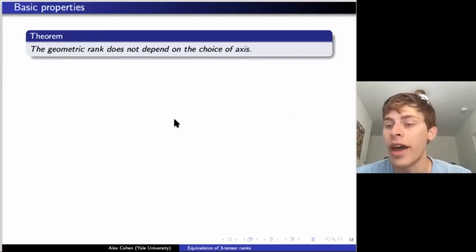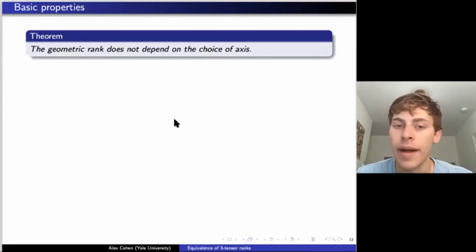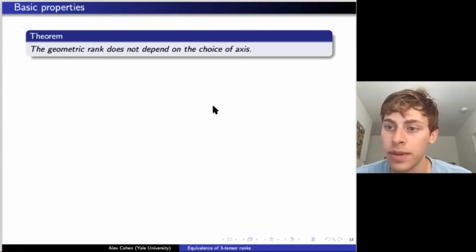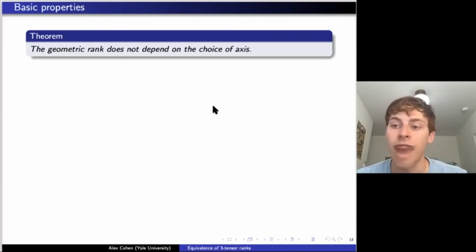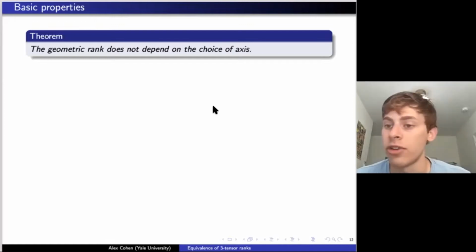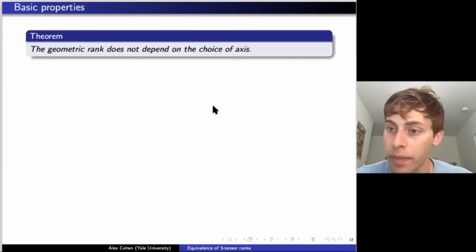But it turns out that any of those 3 choices of how to slice the tensor will give you the same geometric rank. So no matter what, the kernel will have the same codimension. And this theorem is analogous to the fact from linear algebra that the dimension of the row space and dimension of the column space of a matrix are equal, which is actually not a trivial theorem.